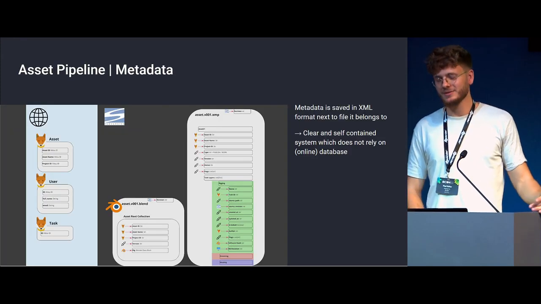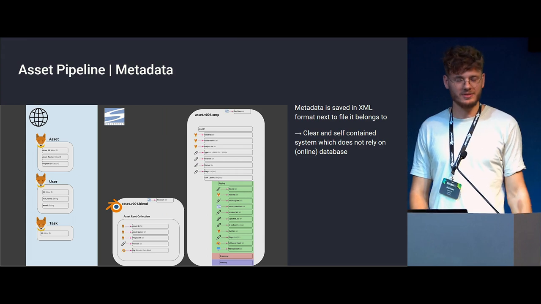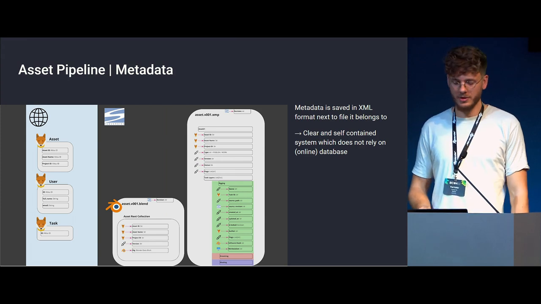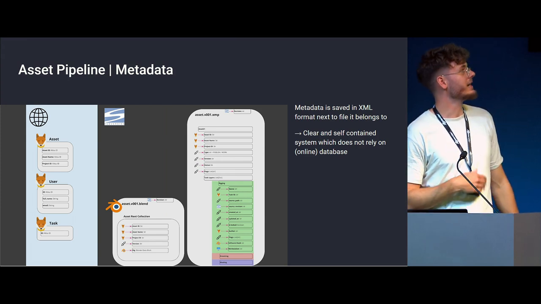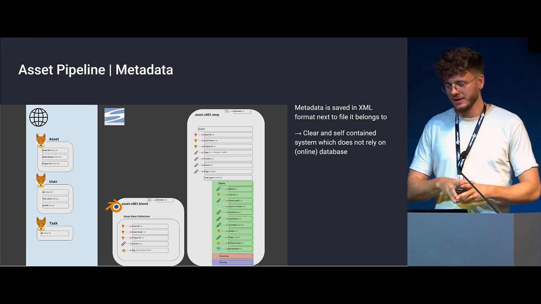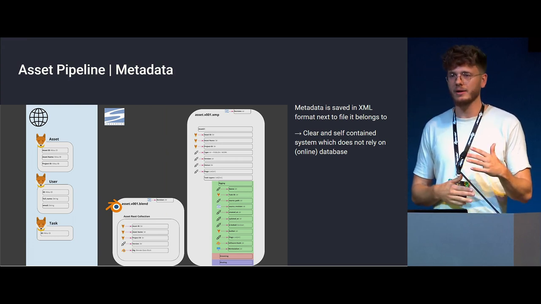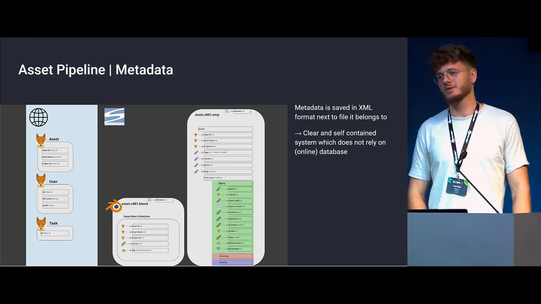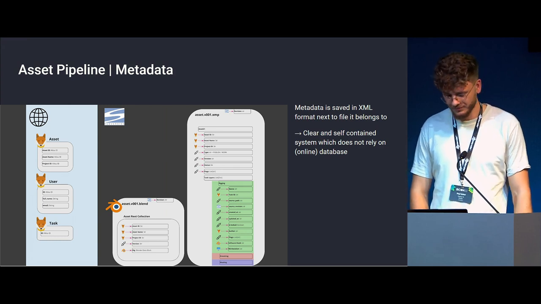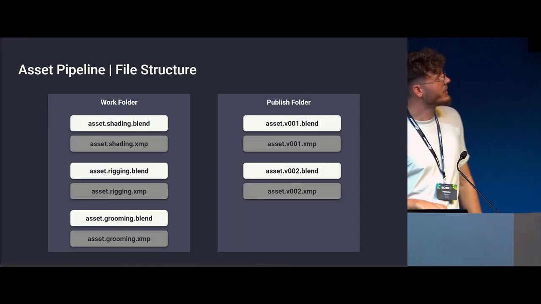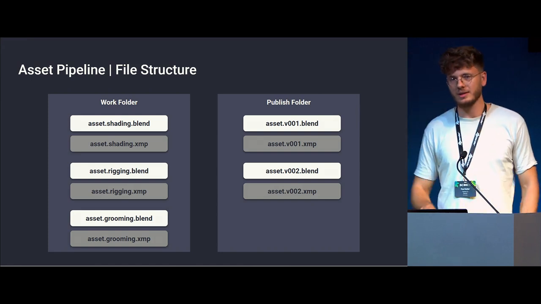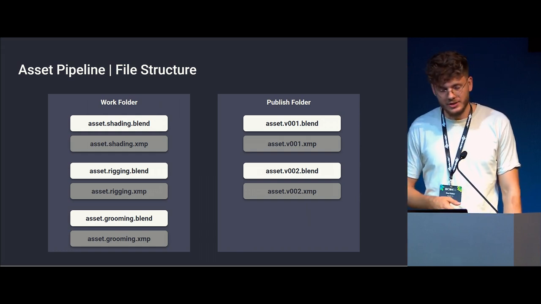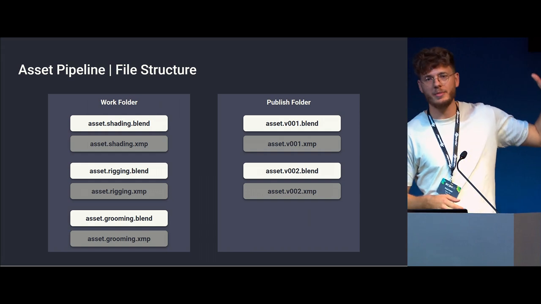The asset pipeline relies on metadata to establish all kinds of concepts, states, versioning, and other things. And this metadata will be saved in the XML format next to the file the data actually belongs to. That way, we define a clear and self-contained system which does not rely on any external online database to track or sync changes. And an XML file is also human-readable and easily editable. So with that, we end up with an asset directory that looks something like this. You can see we have a standard working and published directory, and each file has its corresponding metadata file.